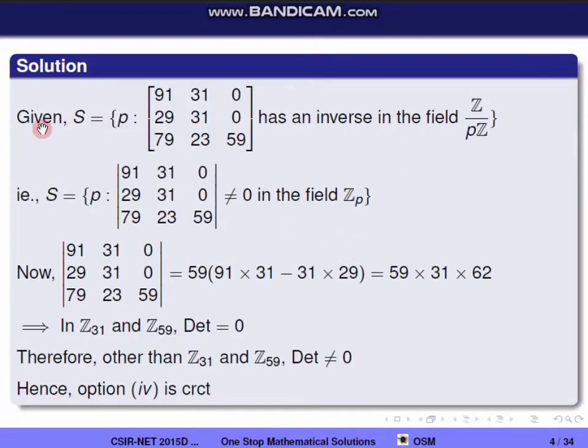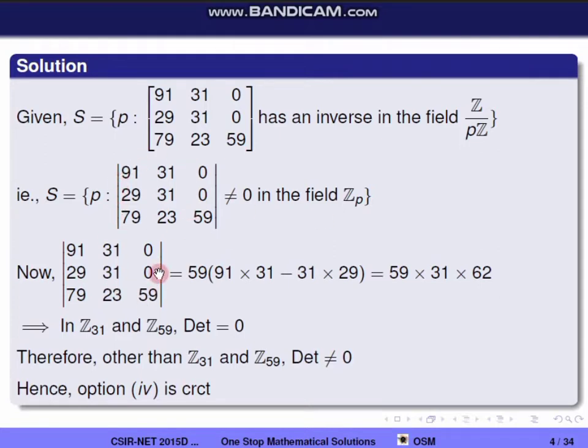So I have written in the set notation form. S is equal to the set of all P where P is prime such that this matrix has an inverse in the field Z by PZ. For an inverse to exist the determinant should be non-zero. Also we know that Z by PZ is isomorphic to Zp. Therefore S can be written as the set of all P such that the determinant of this matrix is non-zero in the field Zp. So now we will find the determinant of this matrix.